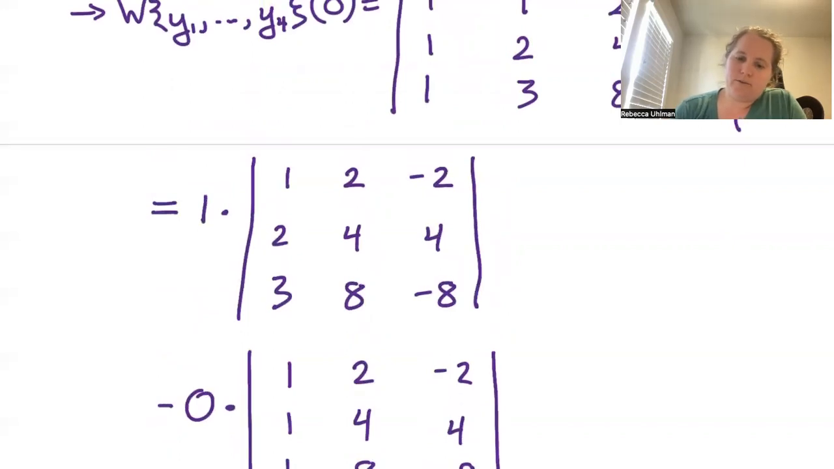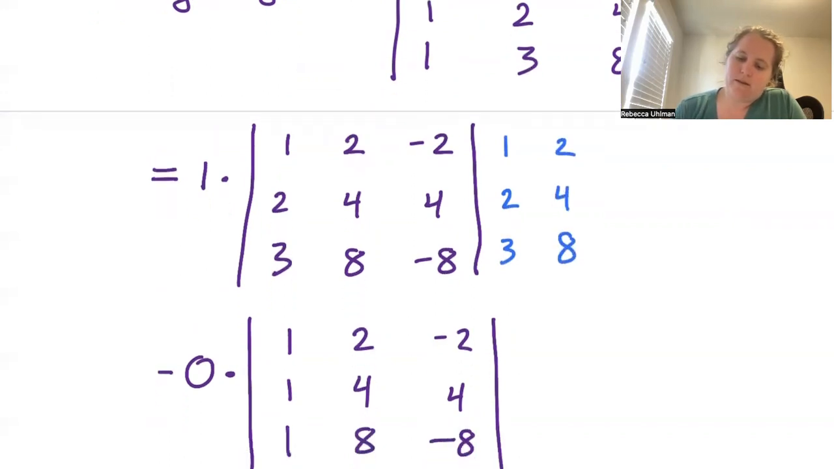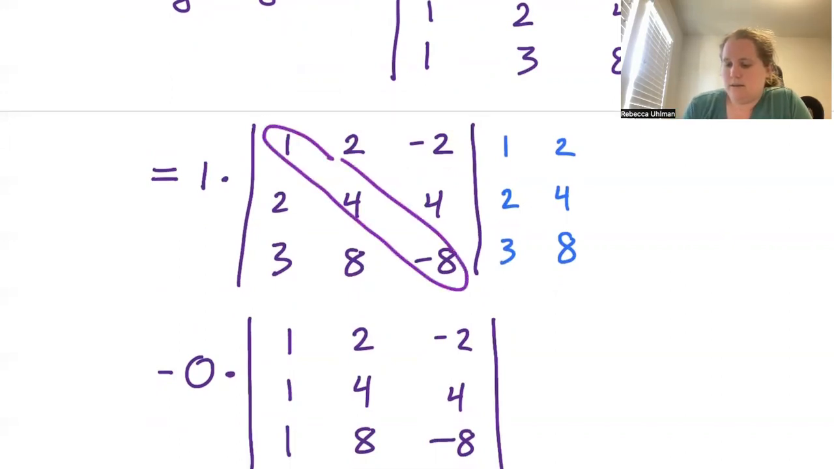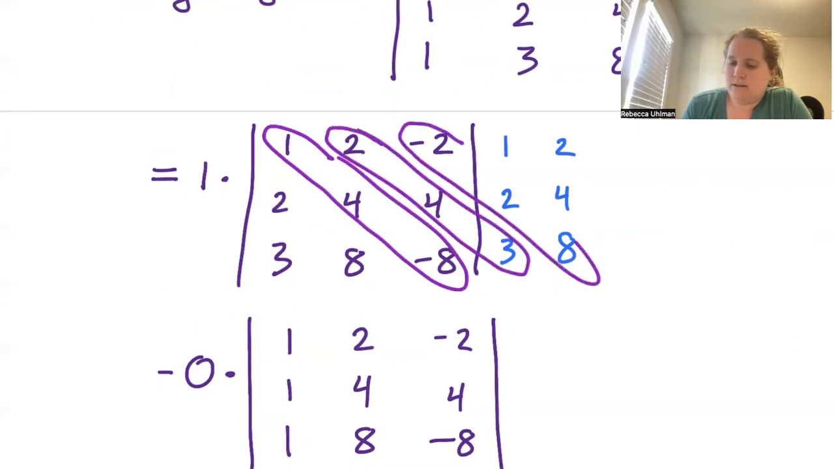Little shortcut for determinants of 3 by 3 matrices. We can just copy the first 2 columns off to the right. So we'll copy 1, 2, 3, and 2, 4, 8 here. Then we look at the diagonals. We add all of the rightward diagonals' products, and we subtract all of the backwards diagonals.